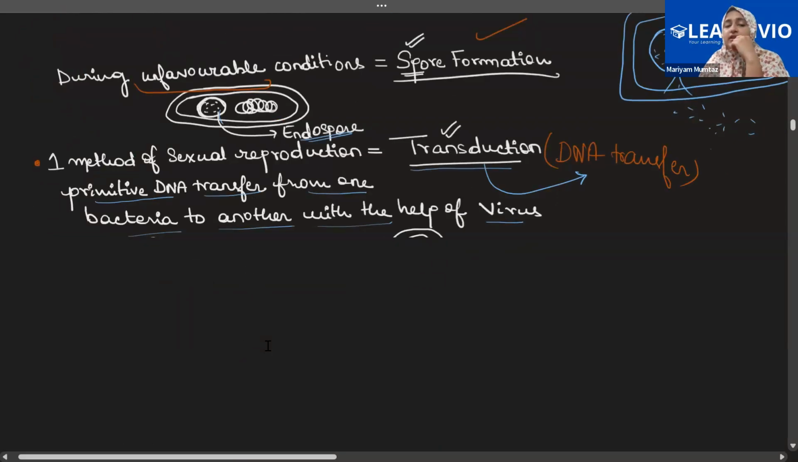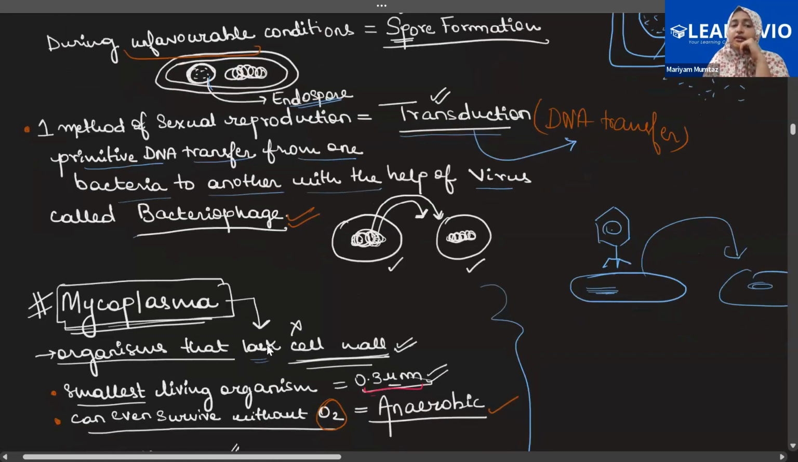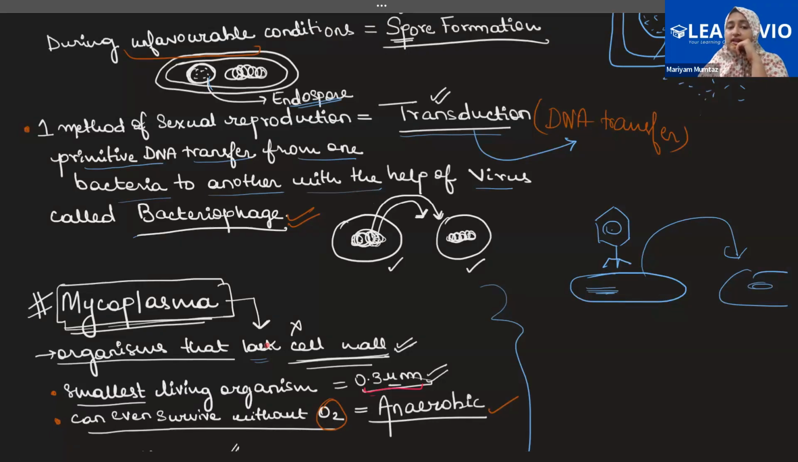Fission is something they do in favorable conditions. During unfavorable conditions, they reproduce by spore formation. One method of sexual reproduction is present in them, known as transduction, which is a DNA transfer technique in which DNA from one bacterium is transferred to another with the help of the virus that infects bacteria, that is bacteriophage. Any doubts up until now?